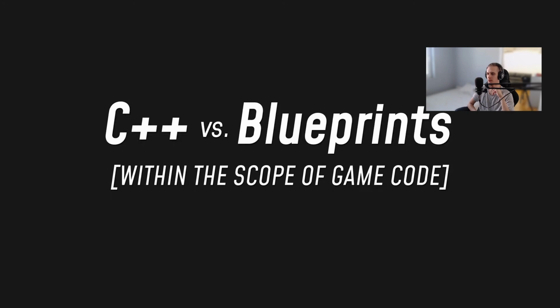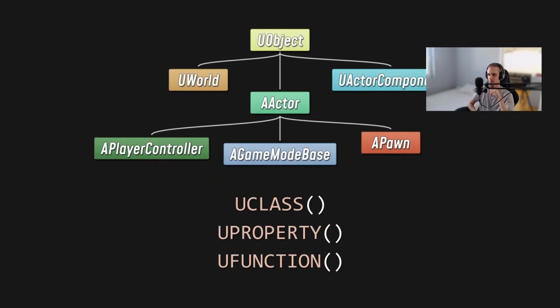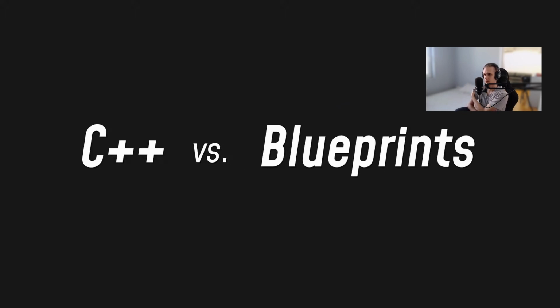The game code that we're talking about in this video, roughly speaking, is anything that deals with UObject classes. Basically anywhere you see UCLASS, UPROPERTY, or UFUNCTION macros being used. So in cases where C++ and Blueprints are both viable options, there are several considerations that might lead you to use one over the other.